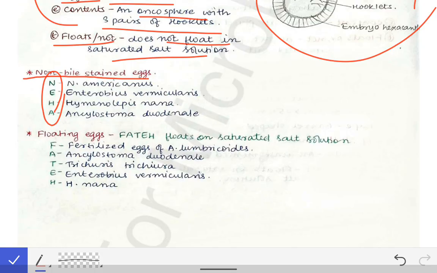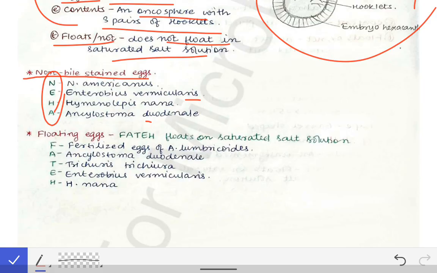So what is NEHA? N is for Necator americanus, which is the new world hookworm. E is for Enterobius vermicularis, which is the pinworm. H is for Hymenolepis nana, and A is for Ancylostoma duodenale, which is the old world hookworm.